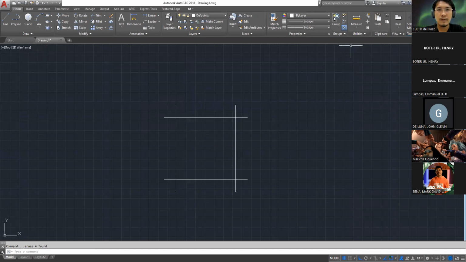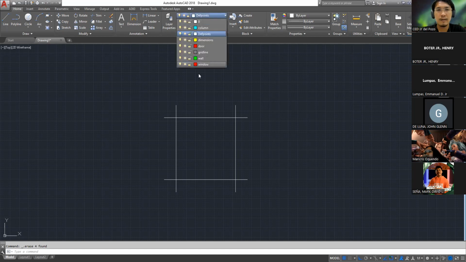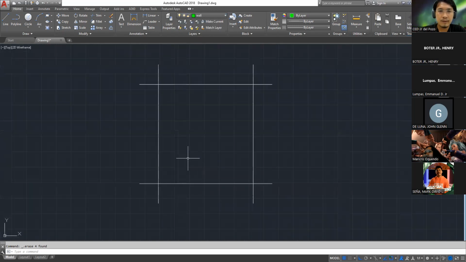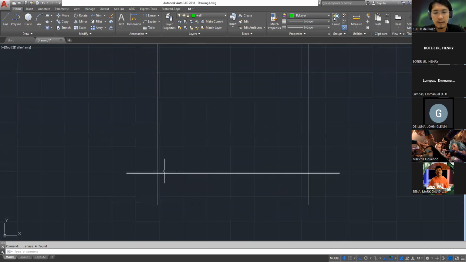So makikita nyo dito sa ribbon sa taas, nandyan ang layer. Ilalagay ko lang siya sa under the, ang tawag dito, under the layer of wall. So pag nilagay ko siya sa layer ng wall, pwede na akong mag-drawing ng wall. So ang gagamitin ko to draw the wall is ML. Ang standard natin sa kapal ng wall is 150 for outside wall and 100 for inner wall.